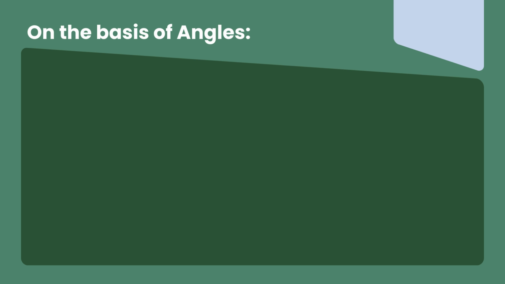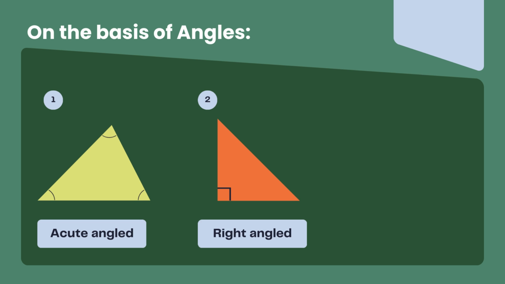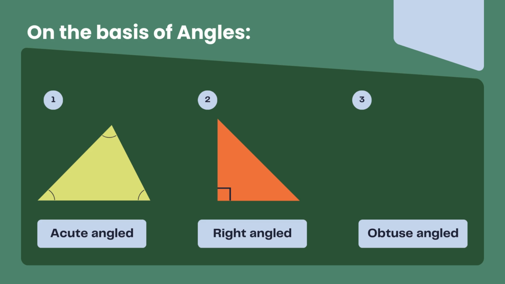If we classify the triangle on the basis of its angles, we have 1. Acute angle triangle. A triangle that has all angles smaller than 90 degrees. 2. Right angle triangle. A triangle that has one angle equal to 90 degrees. 3. Obtuse angle triangle. A triangle that has one angle greater than 90 degrees.